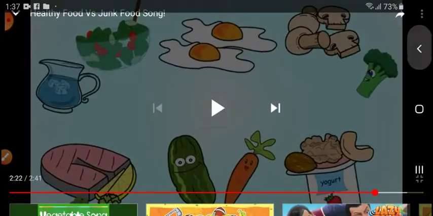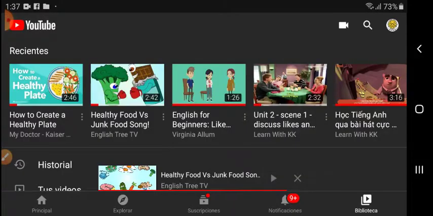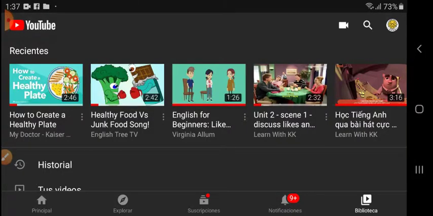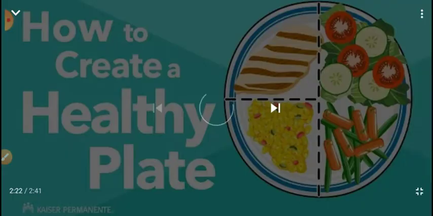Food. Okay, that's an example of a comparison between junk food, comida chatarra, and healthy food, which is comida saludable for your body. Okay, now let's watch another video on how to create healthy plate.